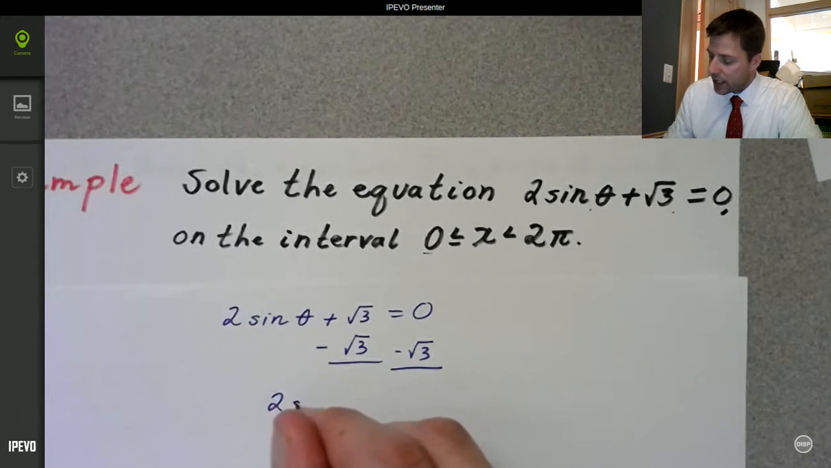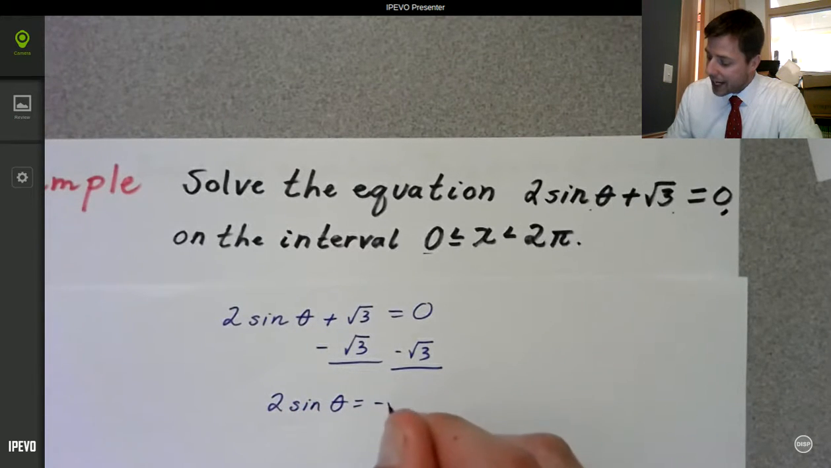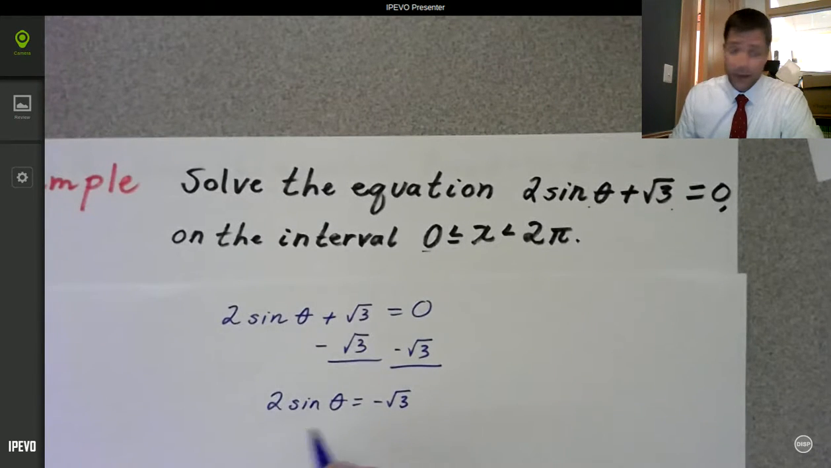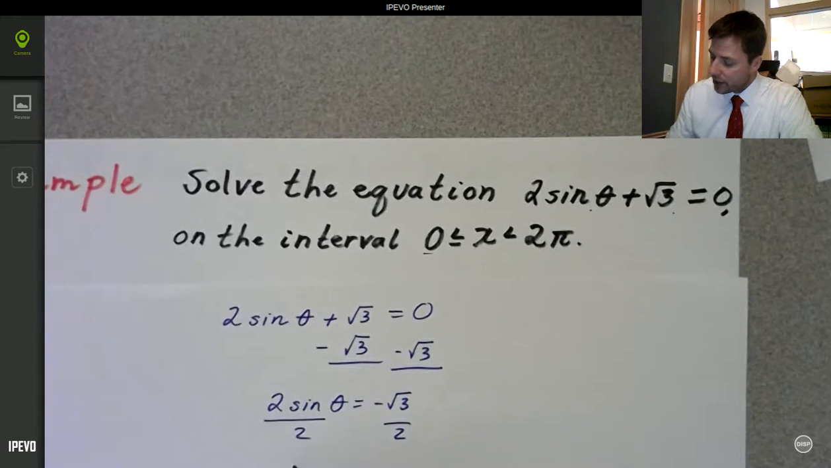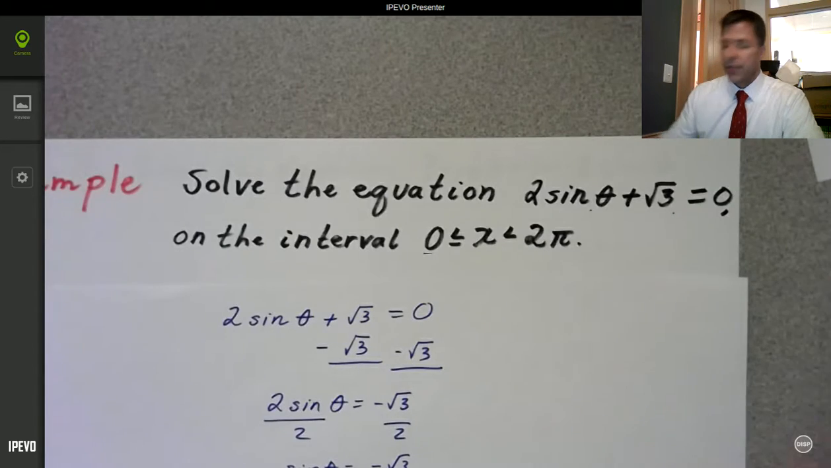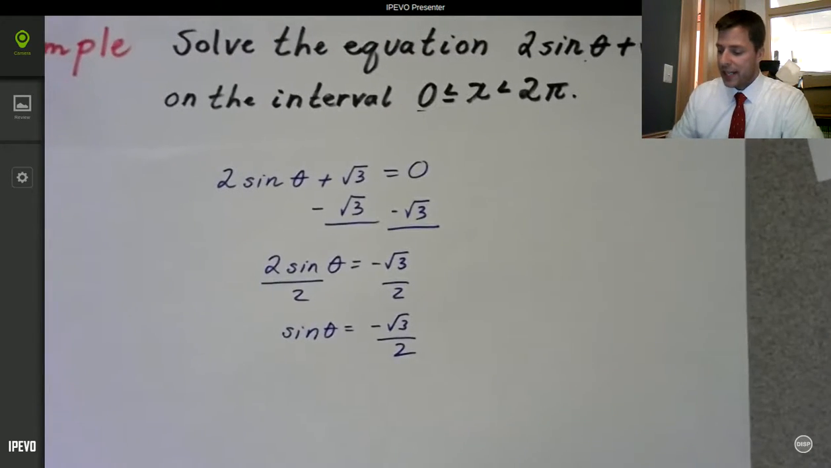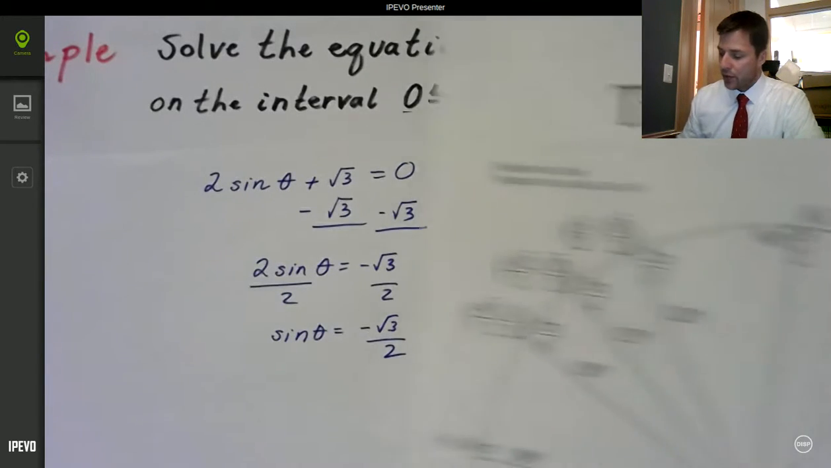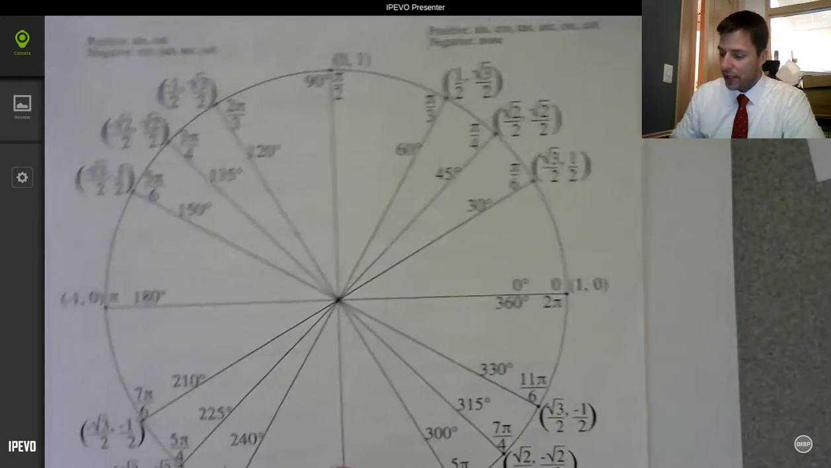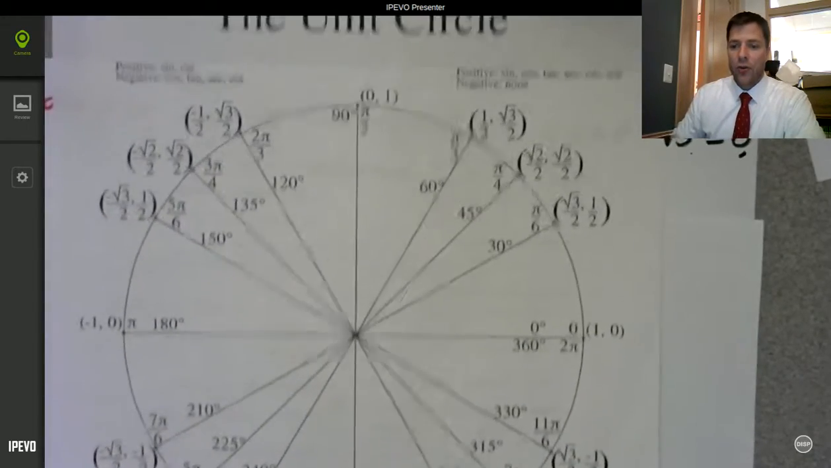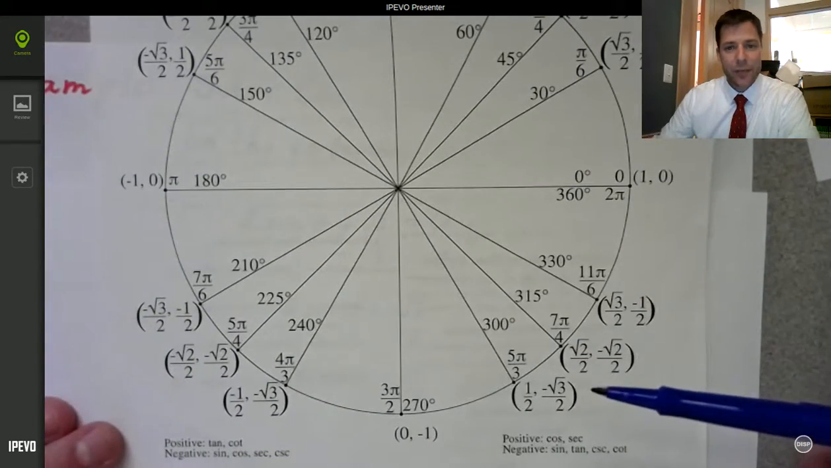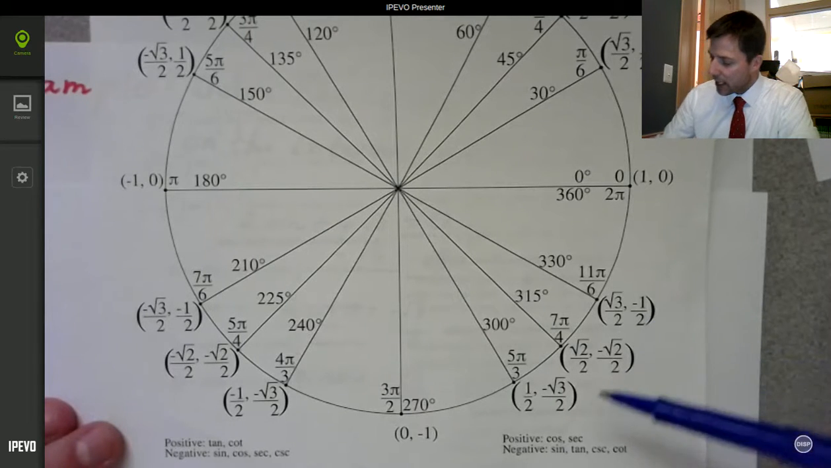Subtract root 3 from both sides, and I get 2 sine theta equals negative root 3. Then I have to get sine theta by itself, so I divide each side by 2. Now I have sine theta equals negative root 3 over 2. Instead of taking the inverses of both sides, I think about what angles on the unit circle give me negative root 3 over 2. Sine relates to the y coordinates. Y coordinates on the unit circle are negative only on the bottom half. So we need negative root 3 over 2, and I'm looking for a y coordinate, and there we go.